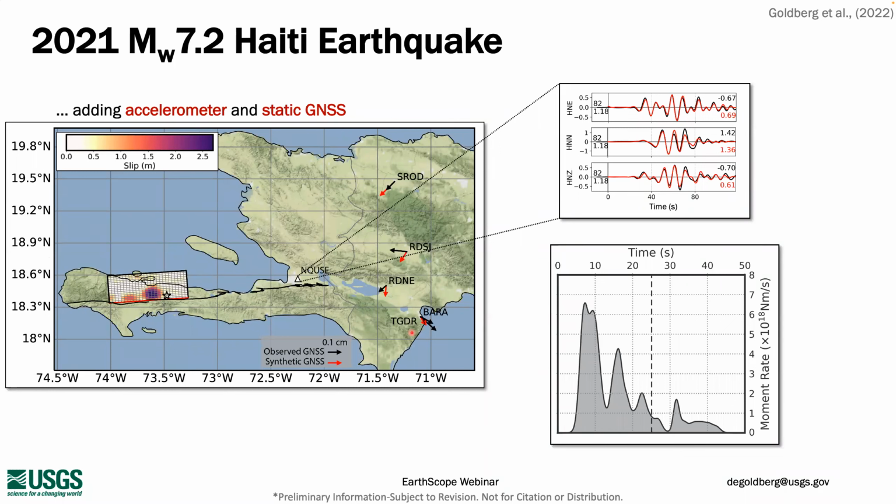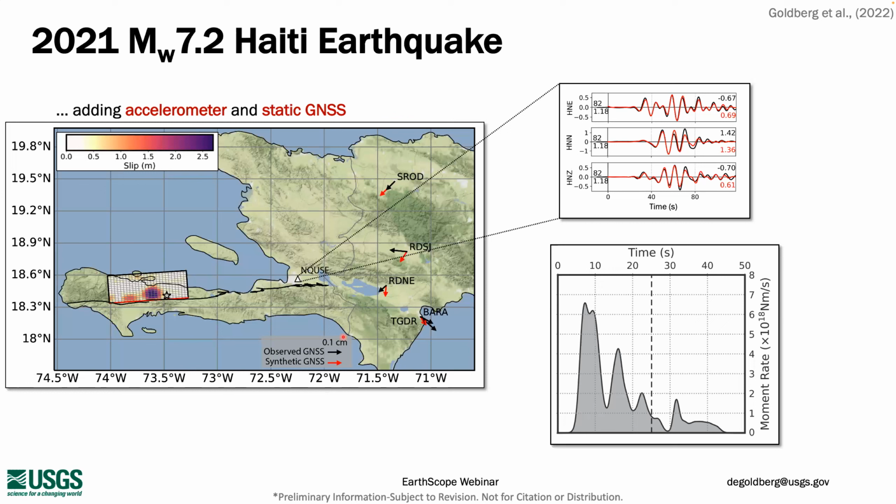So in the top right, you'll see the data in black, and the model fits in red for this strong motion accelerometer station. And on the map, the black arrows indicate the observed GNSS offsets estimated by UNAVCO and the model predictions in red. And these offsets might not look very good, but keep in mind just how incredibly small this scale is that we're looking at. And remember that GNSS has relatively large errors in comparison to seismic data sets.